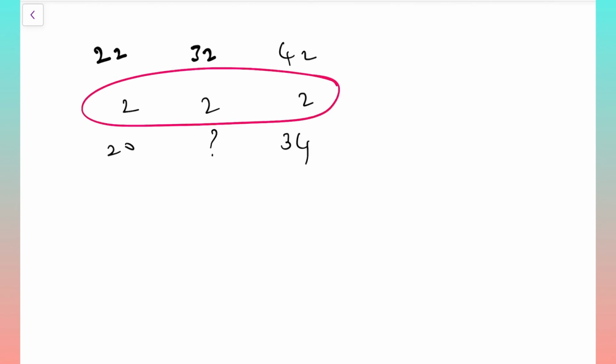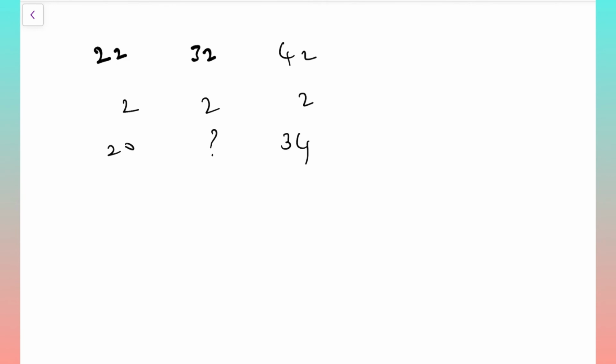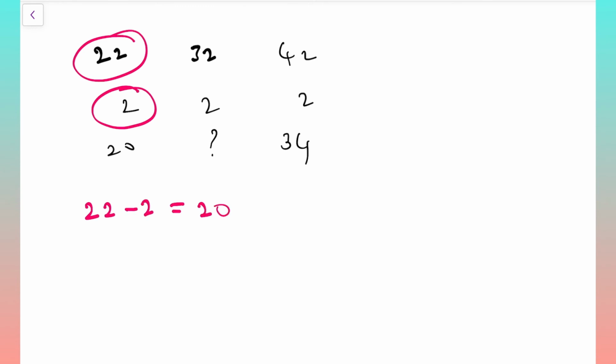Okay, next question is 22, 32, 42, 2, 2, 2, then 20, something here, and 34. Now if we observe the second row, here all 2s only are there, so some logic will be there behind these 2s first. The first number 22, from that I will subtract this: 22 minus 2, which is nothing but 20.